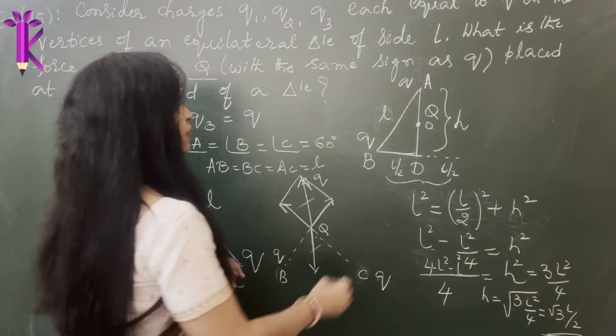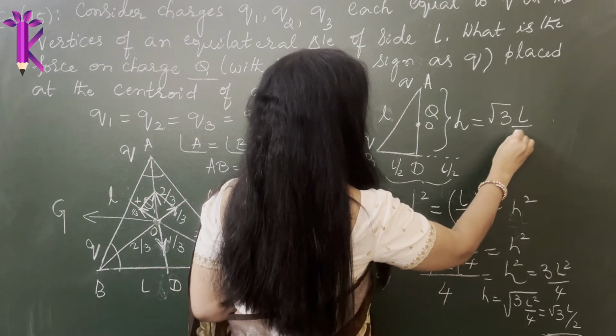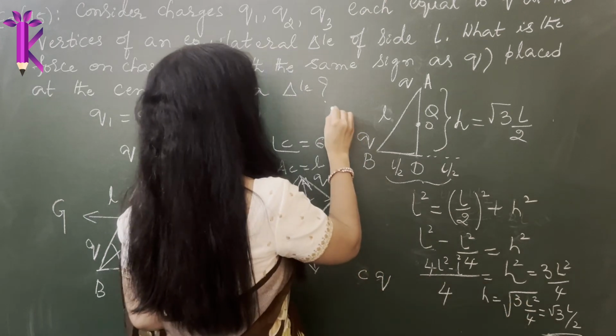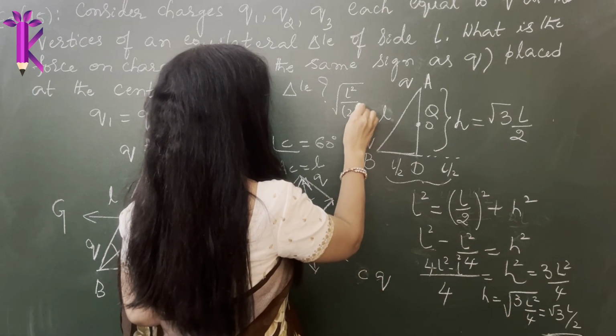So what is the value of H? H is basically root 3 L by 2. How did you get L by 2? Because the square root of L square by 4 can be written as (L by 2) whole square.